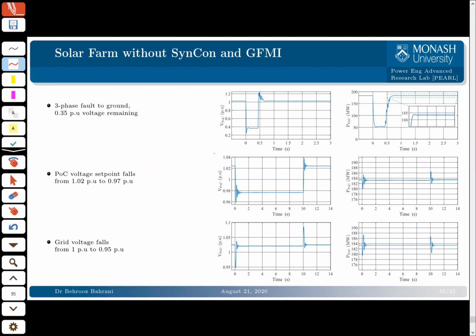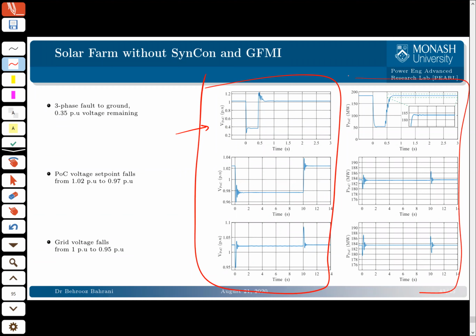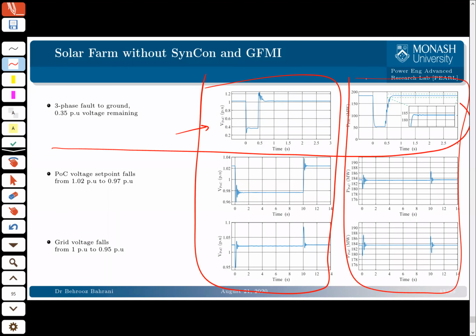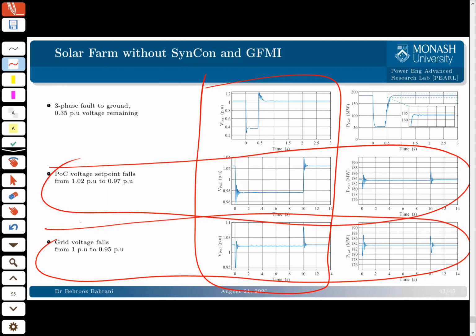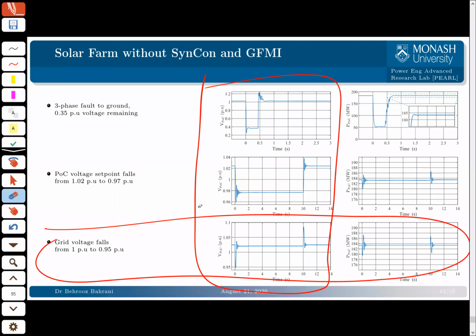So here you can see the results without any SynCon or grid forming inverter, and the grid was all right. It was not very weak, but it was not strong either. For example, for these cases, these are the voltages and these are the powers, and this is one test, this is another test, and this is another test. So that's how these figures are put here.